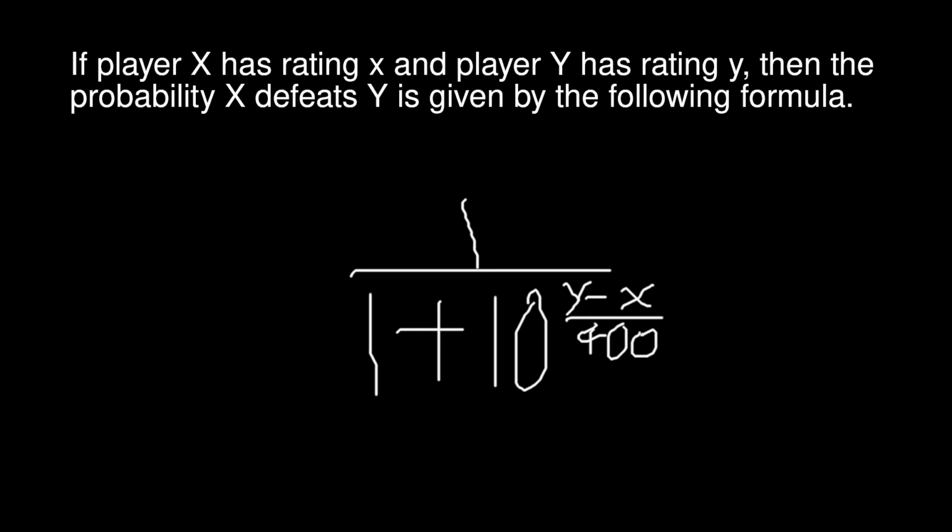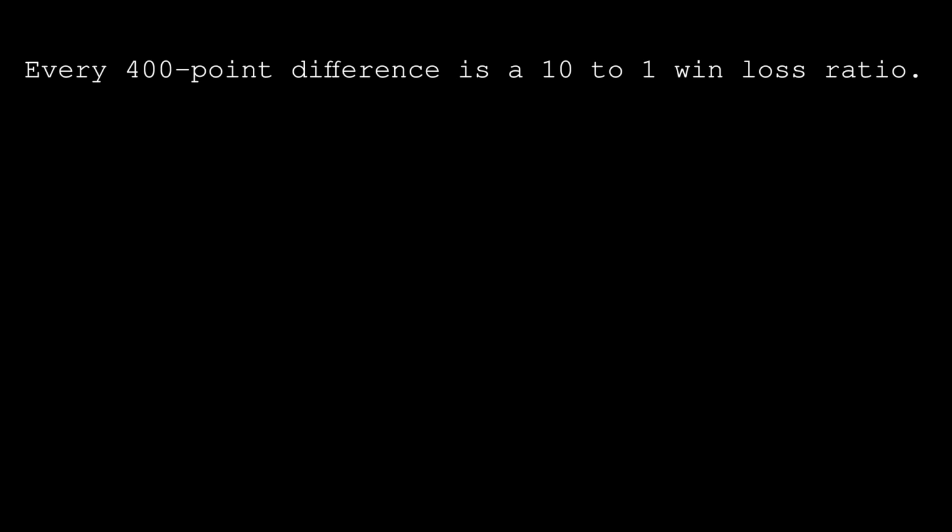This is a chess master and mathematician known as Elo, who created what we now know as Elo. And this is the formula for the probability of winning based on the difference in Elo rating. This formula may look intimidating at first, but what it means is that every 400 Elo point difference is a 10-to-1 win-loss ratio.